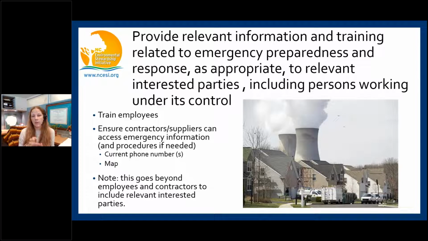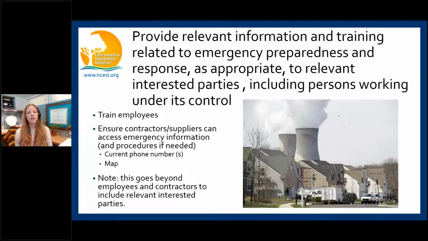And I want to make a note here that this goes beyond just your employees and your contractors. Who else might be an interested party? In this picture, you have a nuclear power plant that is very close to houses. In this case, your interested parties would be the people who live in the neighborhood surrounding that nuclear power plant. If there was some kind of, God forbid, nuclear emergency there, where there was a meltdown, you would want to be able to very quickly tell the people in that neighborhood what was going on, and you would need them to know what that was. If you had an alarm system that went off, okay, but then what do they do? How do they respond to that? Is there an evacuation plan? Is there some way to communicate with those homeowners?